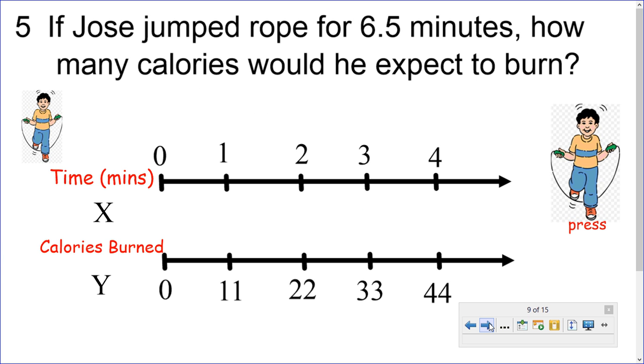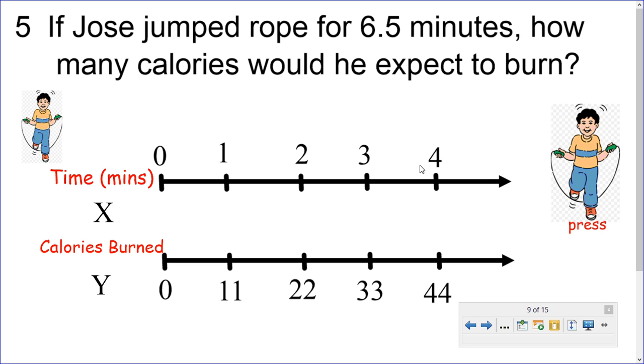So let's see. Here's one thing we could add to that. If Jose jumped rope for 6.5 minutes, how many calories would we expect him to burn? Well, here's our chart. 0 minutes, 0 calories burned. 1 minute, 11 calories burned. 2 minutes, 22 calories burned. So we're trying to get to 6.5 minutes.